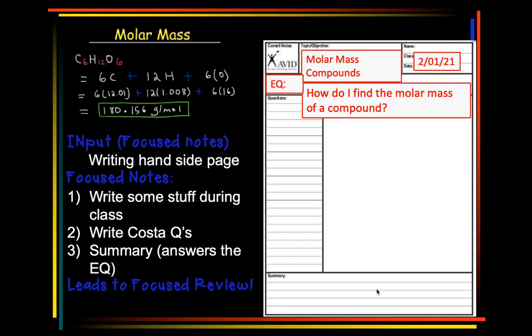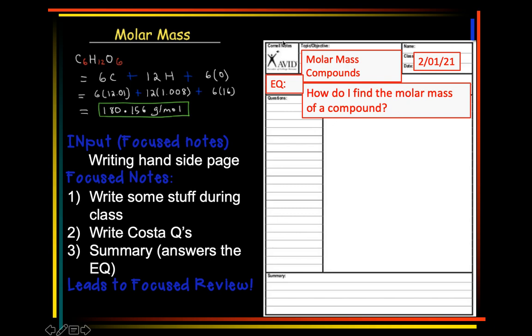Go ahead and start setting up your focus notes page. You can see that our topic today is molar mass of compounds. Fill in whatever date it is you're taking these notes. And our essential question today is, how do I find the molar mass of a compound? Remember, you only need to write down the stuff in red. That's your guided notes. Anything else is just things I want us to talk about, things I want you to listen or think about.